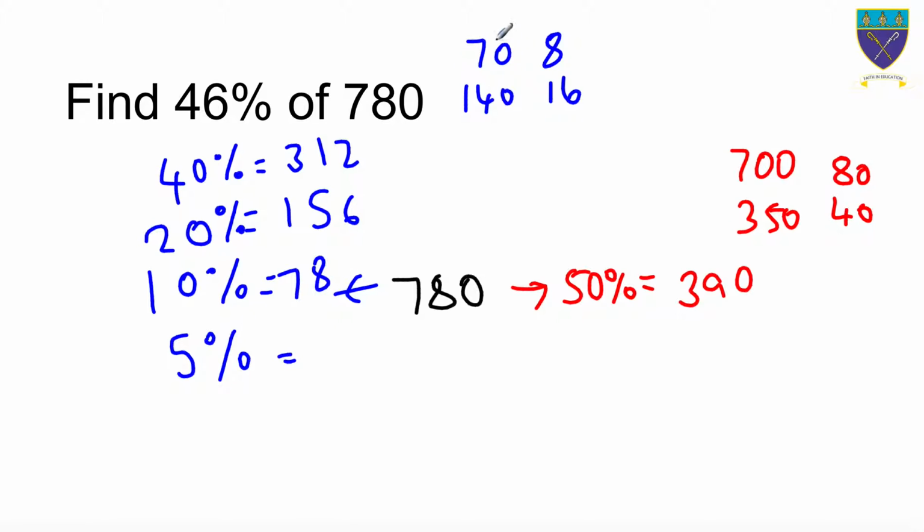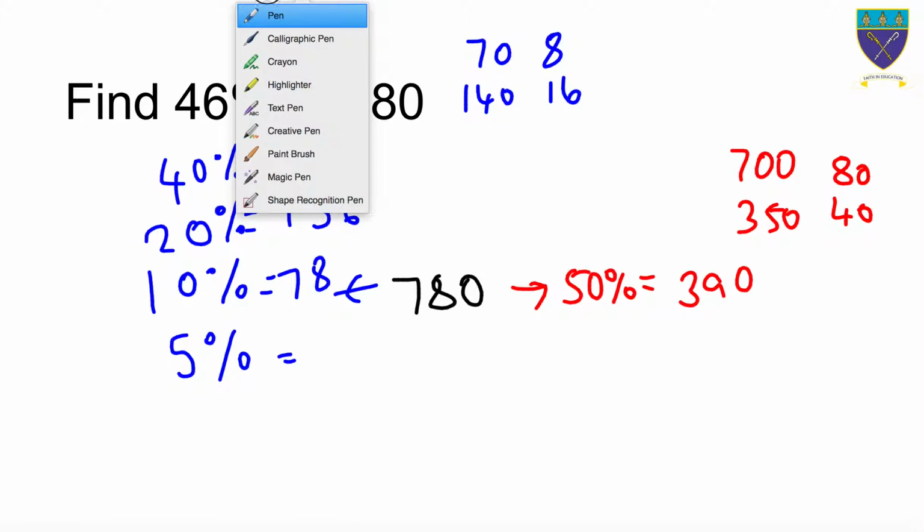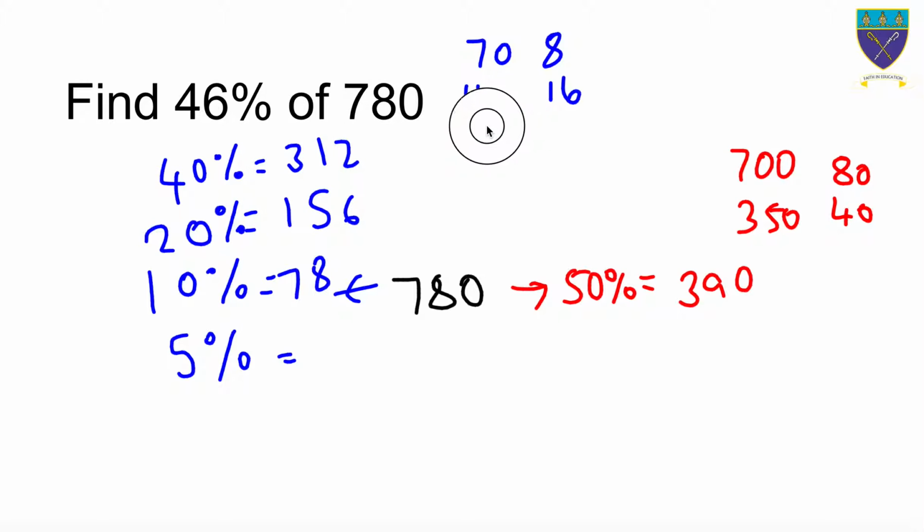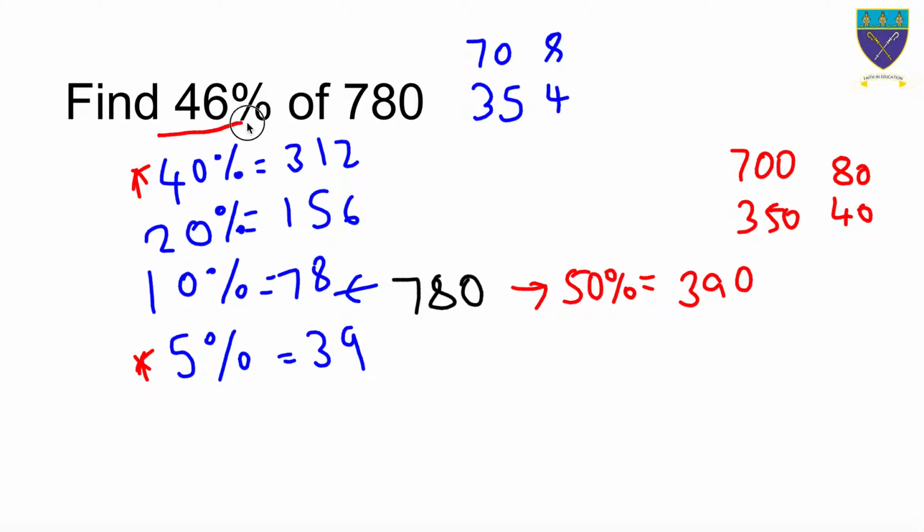So if I look at finding half of 78 and I use the tens and the units I already have up there, then half of 70 is 35 and half of the 8 is 4, so put those together gives me 39. Now I can quite easily see that I can make 45 by using the 40 and the 5, but I was asked to make 46.